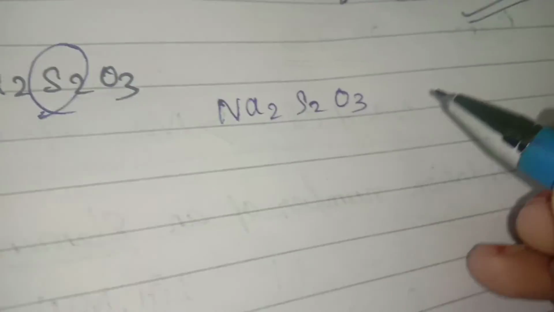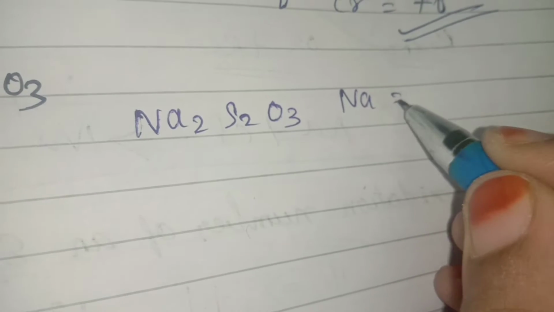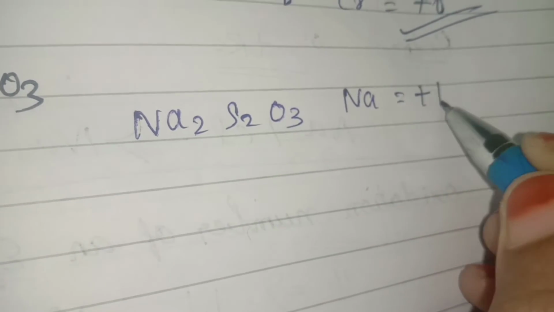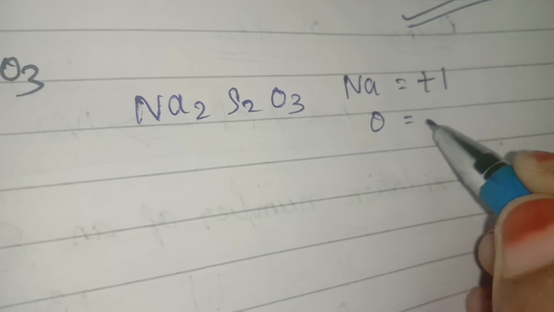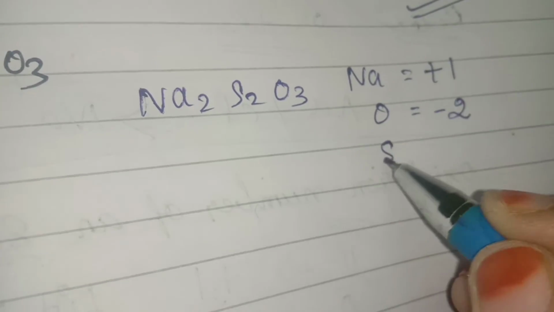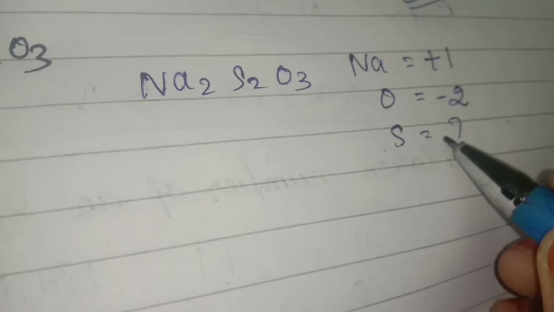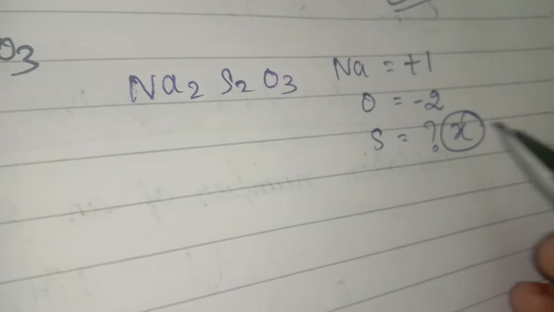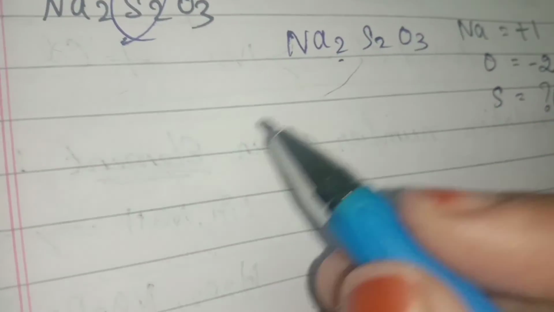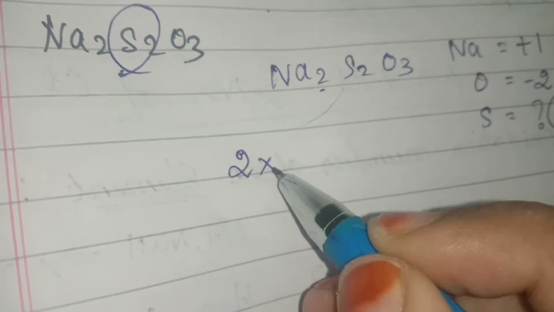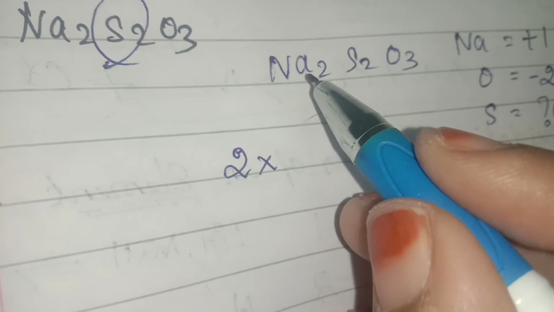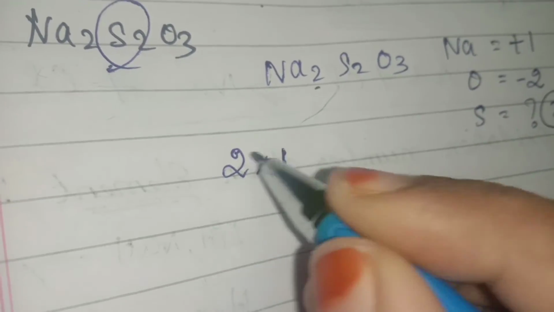Na2S2O3 they given. For sodium, what is the oxidation number? +1 is the oxidation number. For oxygen, -2 is the oxidation number. For sulfur we don't know. So we are calculating here. For this don't know value, we are writing X. Okay. So this 2 is present here. 2 into, what is the value? +1 is the value. So I am writing here.